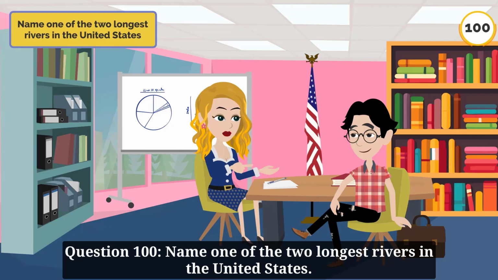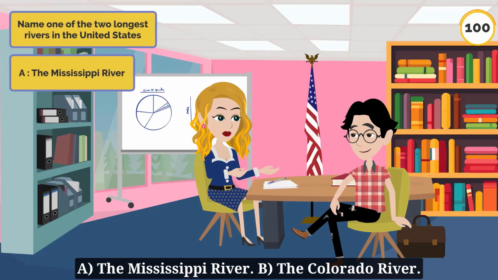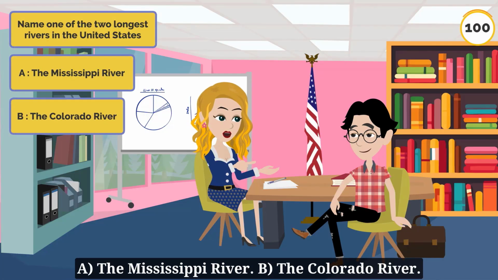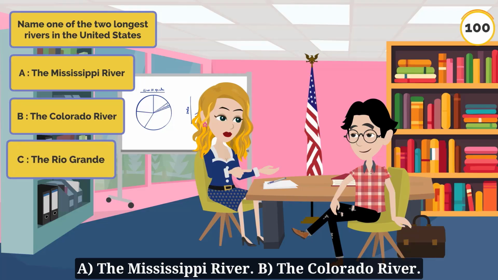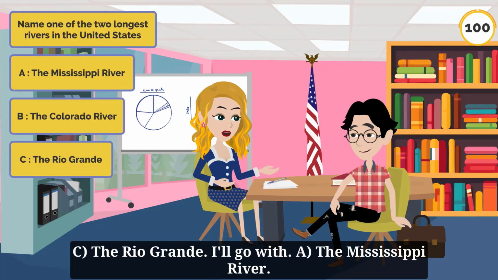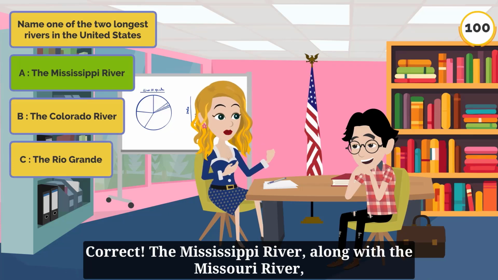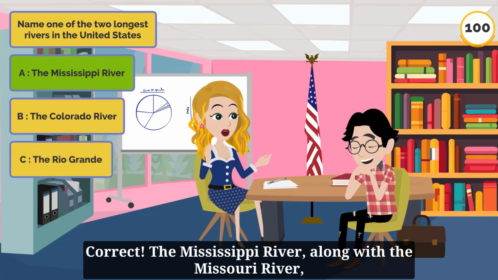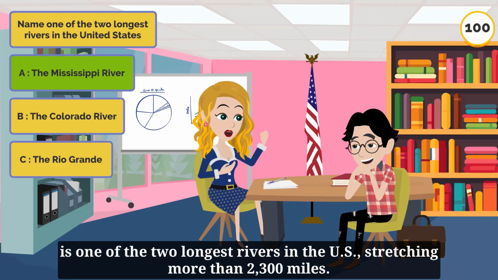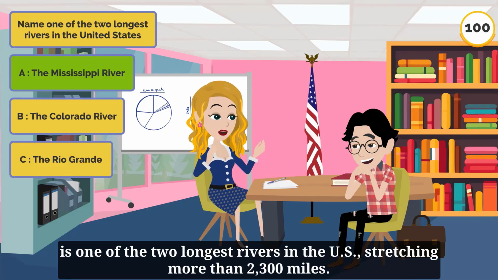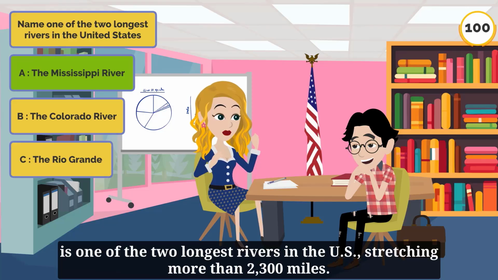Question 100. Name one of the two longest rivers in the United States. A. The Mississippi River. B. The Colorado River. C. The Rio Grande. I'll go with A. The Mississippi River. Correct. The Mississippi River, along with the Missouri River, is one of the two longest rivers in the U.S., stretching more than 2,300 miles.